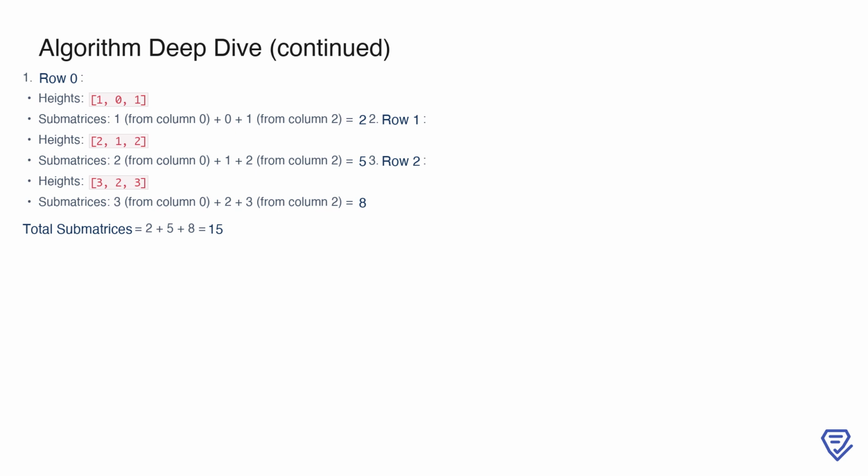Finally, in the third row, the heights array is 3, 2, 3, and the submatrices formed are 8, 3 from column 0, 2 from column 1, and 3 from column 2. Adding these counts, the total number of submatrices with all ones in the matrix is 15. This example demonstrates the efficiency and clarity of the histogram-based approach in solving the problem.